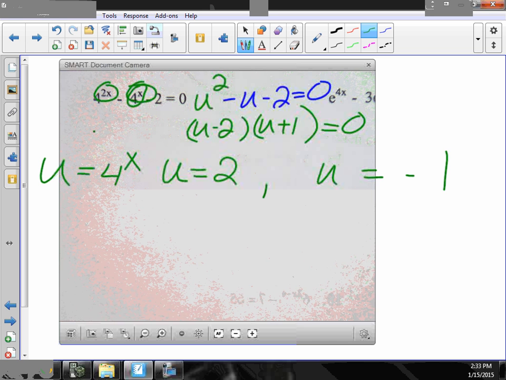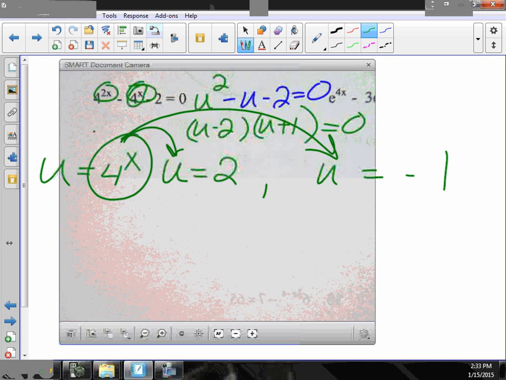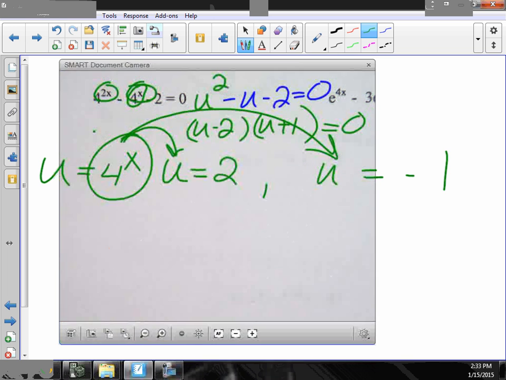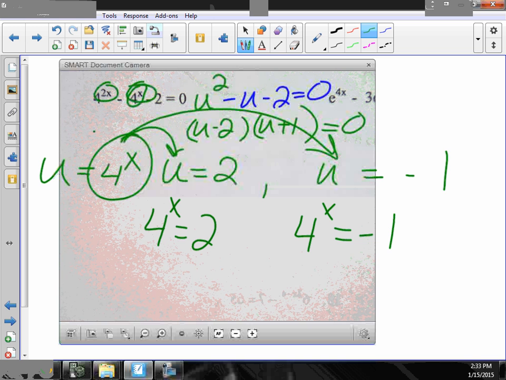So what I've done is taking what looks like an incredibly difficult equation, thrown out the tough stuff, solved it as a quadratic, and now I have to put that 4 to the x back in, which isn't hard to do. So now I'm going to substitute this back in. So I pretended it was easy, and then solved it, and now I'm just going to put that stuff back together. 4 to the x equals 2, and 4 to the x equals negative 1.